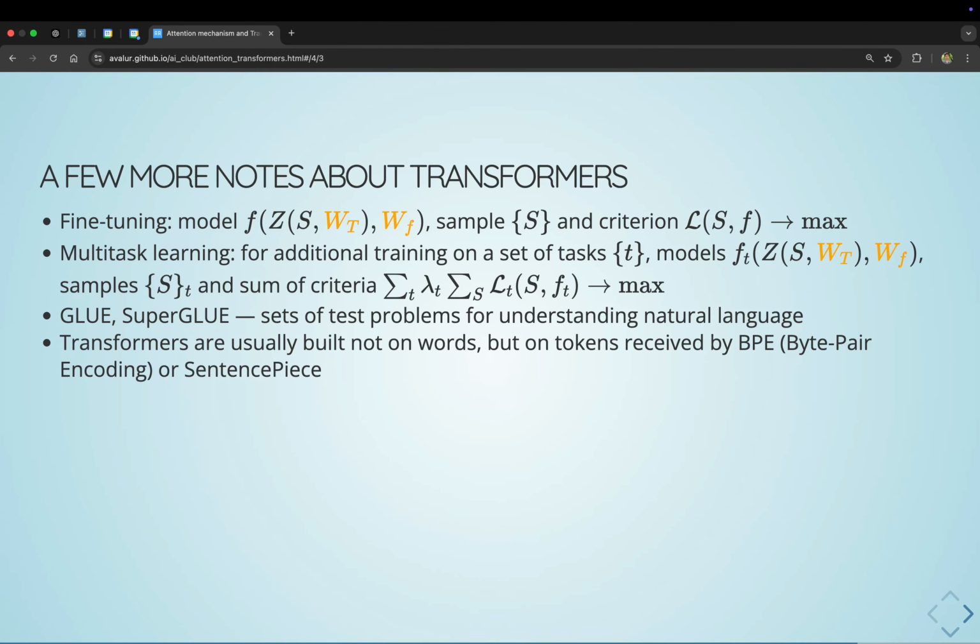And of course we can use these models and these embeddings for really different tasks. We can, for example, perform multitask learning for additional training. So we can train our model on a classification task and then perform fine-tuning on different tasks, for example the regression task, predicting some value based on the text.